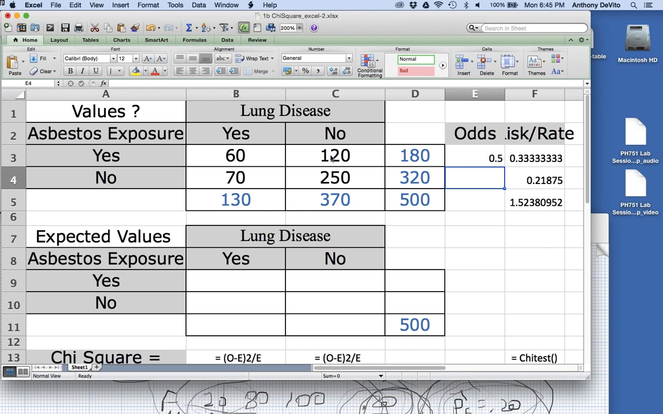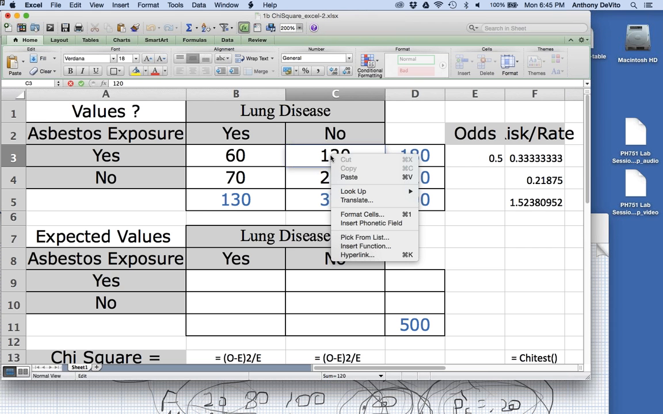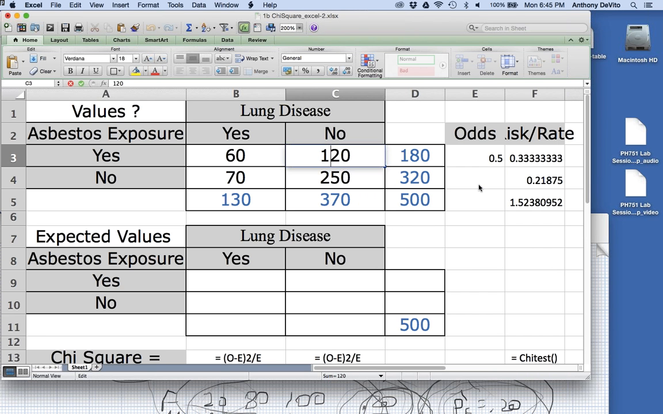So your odds are 50%, 0.5, 60 over 120. So for every one person that has lung disease in this group, there are 2 people that don't. For every 50 that have lung disease, there are 100 that don't. A little bit different idea than this idea of risk or rate. So now, what about for the people that didn't have an exposure? What's that going to be equal to? 70 over 250. There you go.